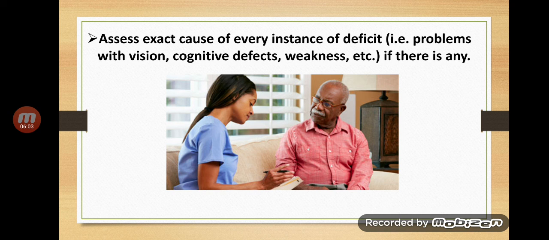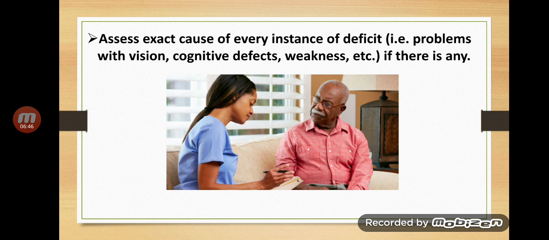Okay, and then assess the exact cause of every instance of deficit, that is, a problem with vision, cognitive defects, weakness, if there is any. While assessing, we have already discussed so many points. We have to assess grooming, bathing, then general assistance, all those assessments we have done in the previous points. That's why we will be able to know what the deficit points are, what the weaknesses are, which things they are unable to do.